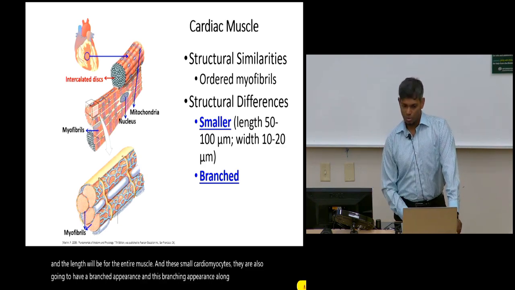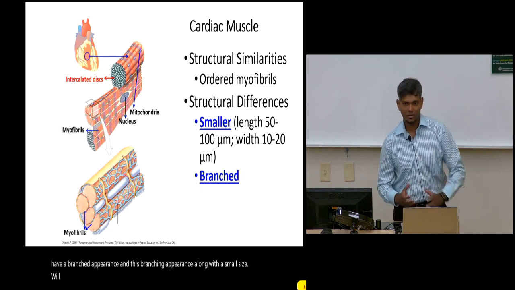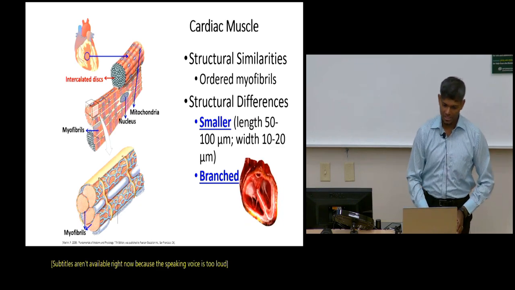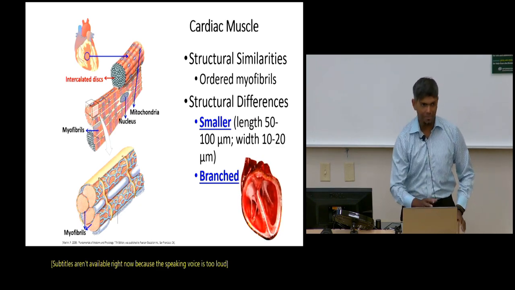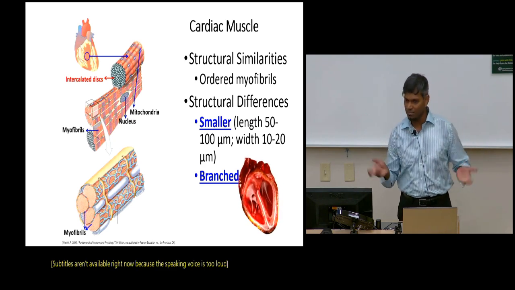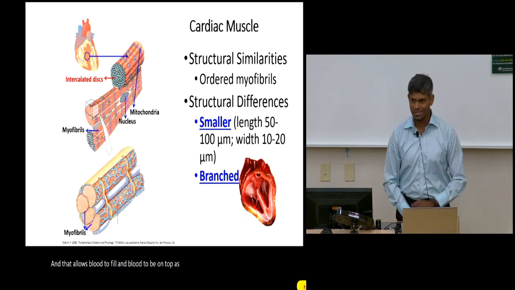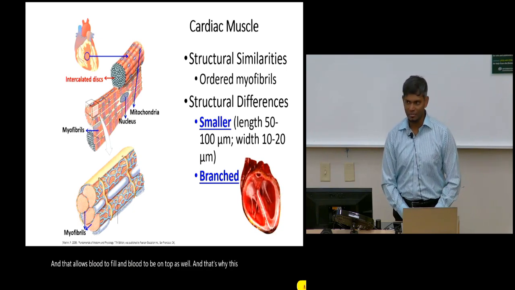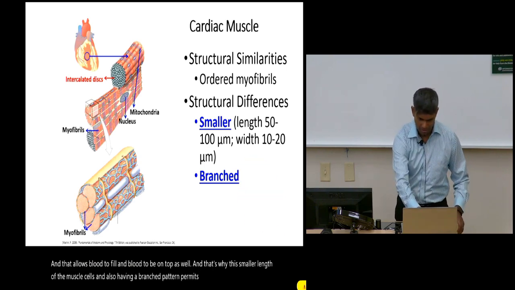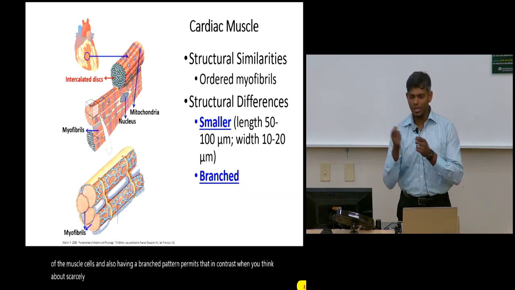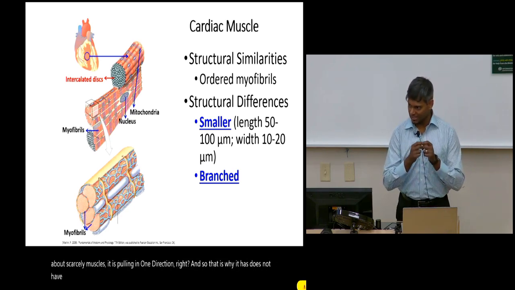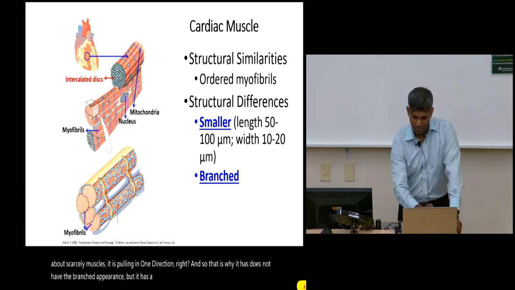And these small cardiomyocytes, they're also going to have a branched appearance, and this branching appearance along with the small size will permit the muscles of the heart to contract in unison, right? And so we see that the contraction and relaxation is going to happen as a single unit, and that allows blood to fill and blood to be pumped out as well. And that's why this smaller length of the muscle cells and also having a branched pattern permits that. In contrast, when you think about skeletal muscles, it's pulling in one direction, right? And so that's why it doesn't have the branched appearance, but it has a linear and a straight arrangement.